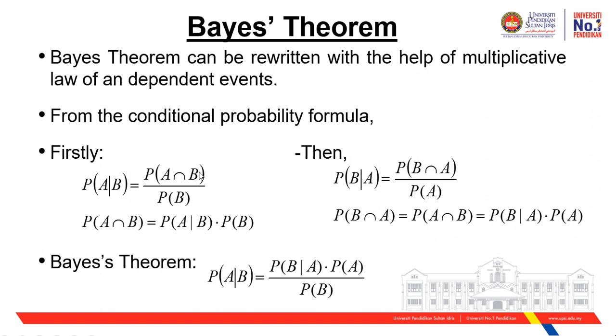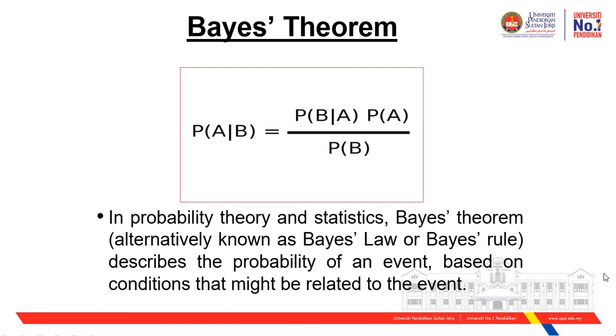So this conditional probability becomes Bayes theorem, in which P(A|B) is equal to P(B|A) times P(A) divided by P(B). So this is basically the Bayes theorem and the formula that will be used in this topic. Alright, so P(A|B) equal to P(B|A) times P(A) divided by P(B). In probability theory and statistics, Bayes theorem, which is also known as Bayes law or Bayes rule, describes the probability of an event based on conditions that might be related to the event.